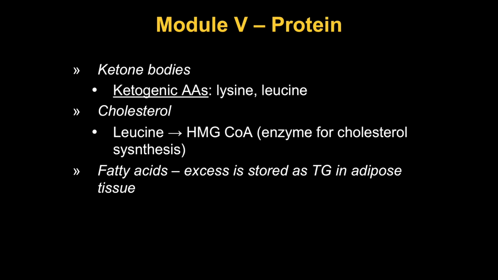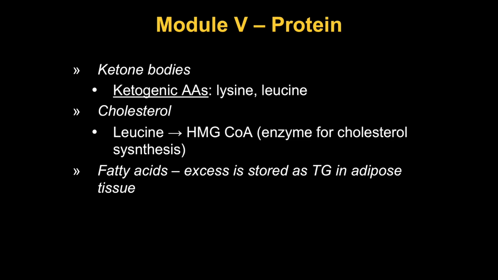We also need these amino acids for cholesterol production, and it's produced in a roundabout way. So you basically need leucine to make an enzyme, HMG-CoA reductase, to facilitate the process of making cholesterol. So HMG-CoA reductase is an enzyme that catalyzes the reaction that makes cholesterol. As far as fatty acids are concerned, we can take that carbon skeleton and we can produce fatty acids out of them and then store that excess amino acid that we ate as triglyceride in adipose tissue.